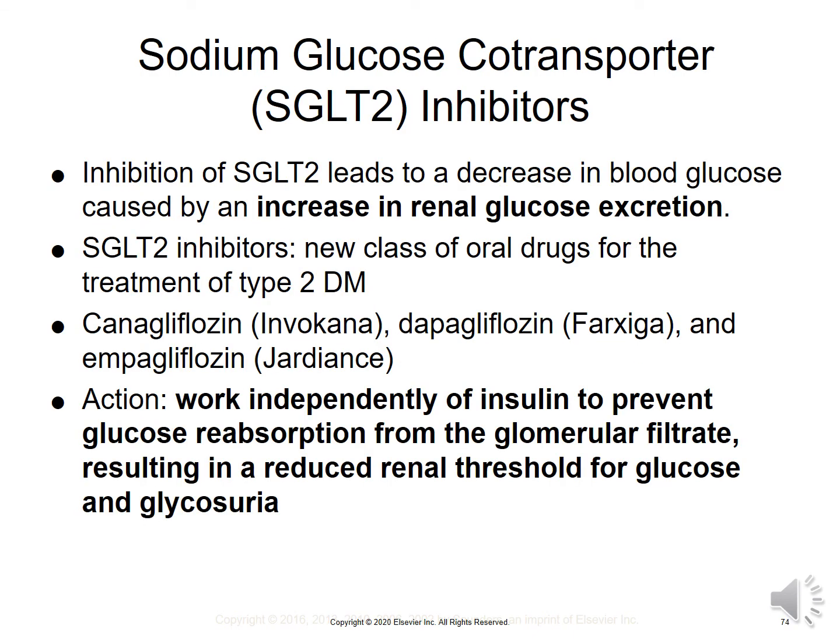Okay, sodium glucose cotransporter, SGLT2 inhibitors. Okay. The way it works is it increases renal glucose excretion, so it helps you pee off more sugar, okay? It works independently of insulin to prevent glucose reabsorption from the glomerular filtrate, okay? Which in turn results in reduced renal threshold for glucose and glycosuria, or getting rid of that glucose through your urine.